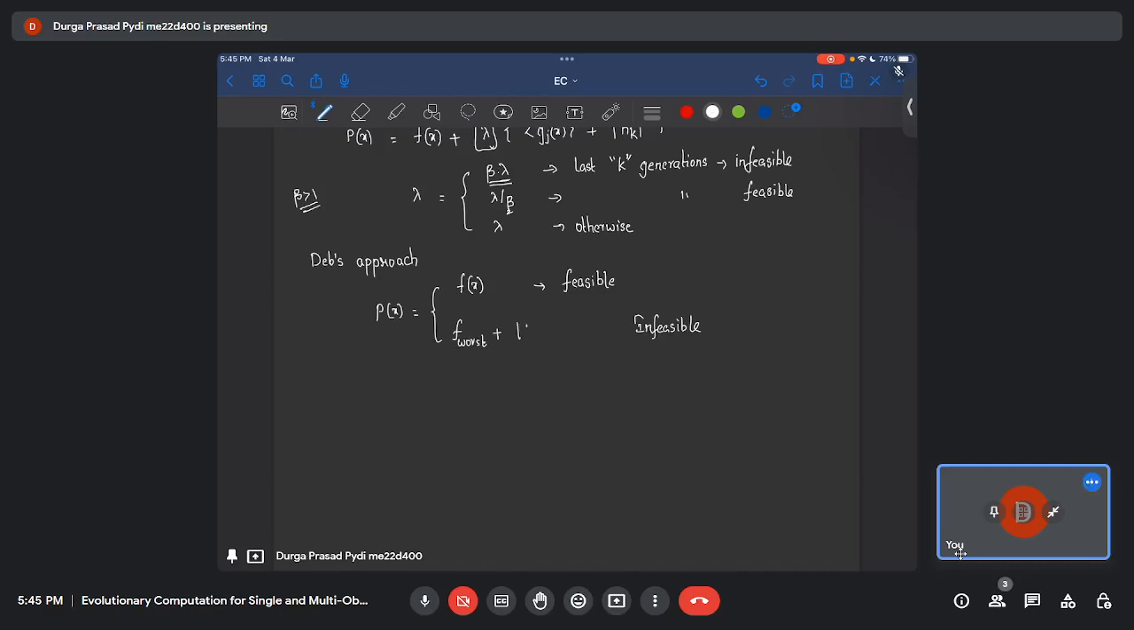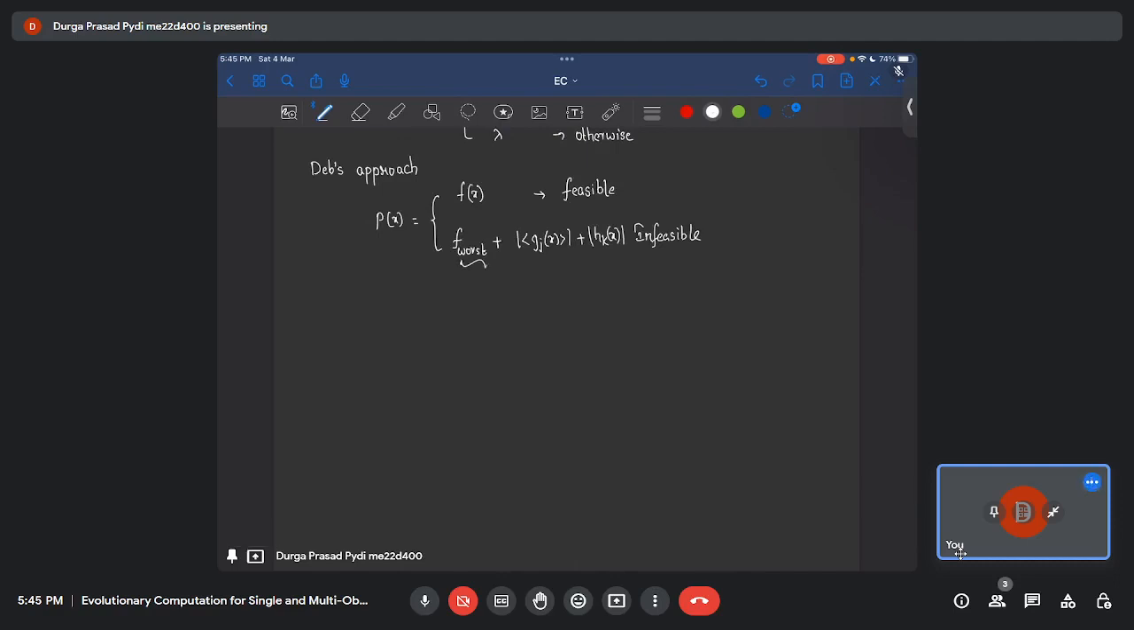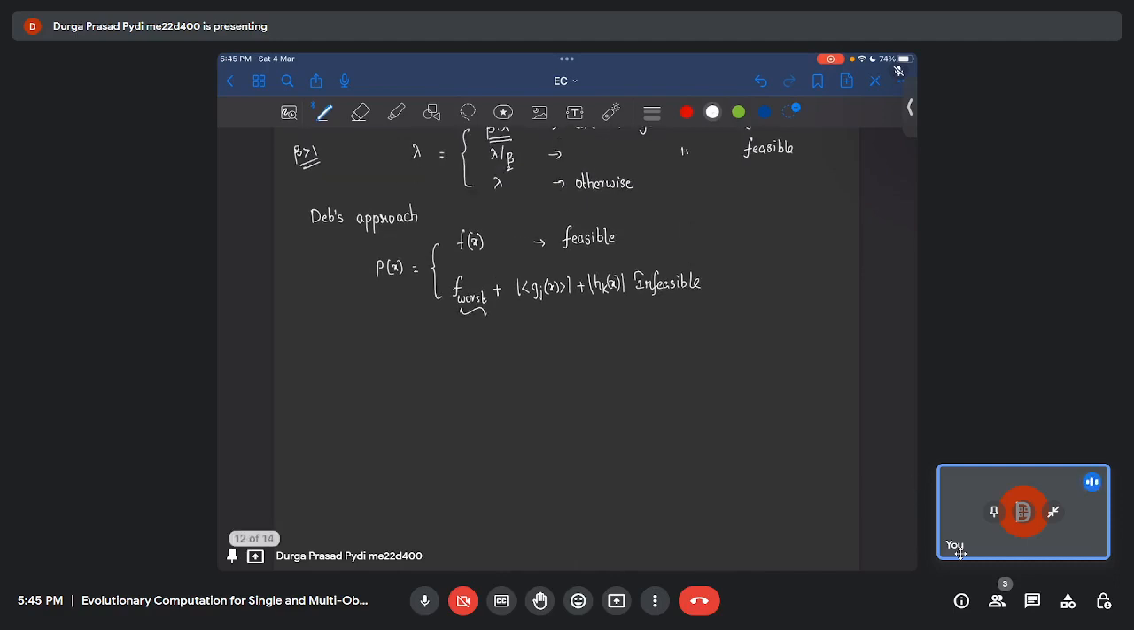Say gj of x plus hk of x. I'm just taking the modulus function. You can take the square function or it depends. You can take any function and see how it actually works out in your particular scenario. But what is this F worst? F worst is basically, out of your set of feasible solutions, you select the worst possible one. When you rank all your feasible solutions, you'll have one solution which is the worst among them. That is this particular value of F worst.